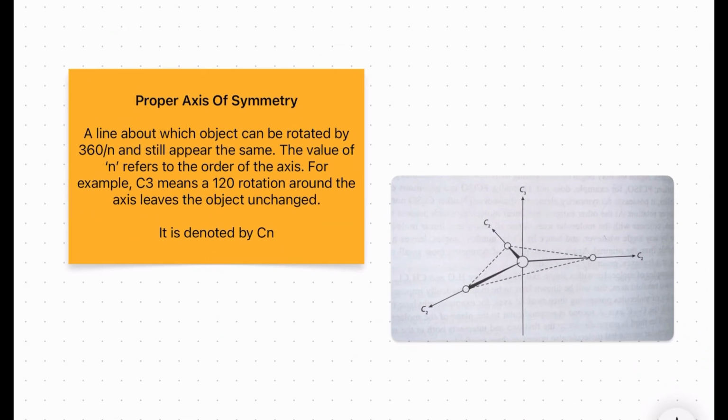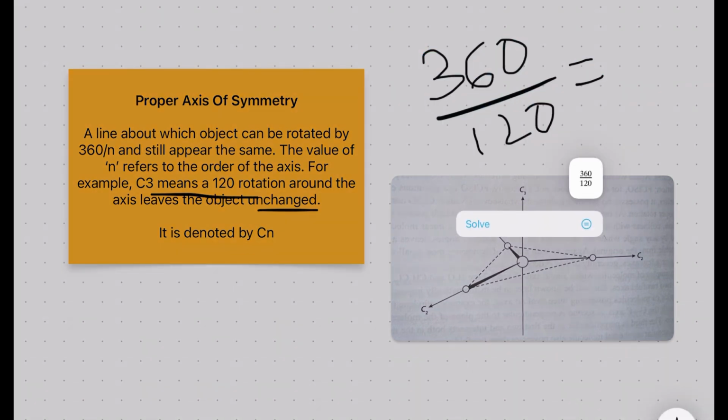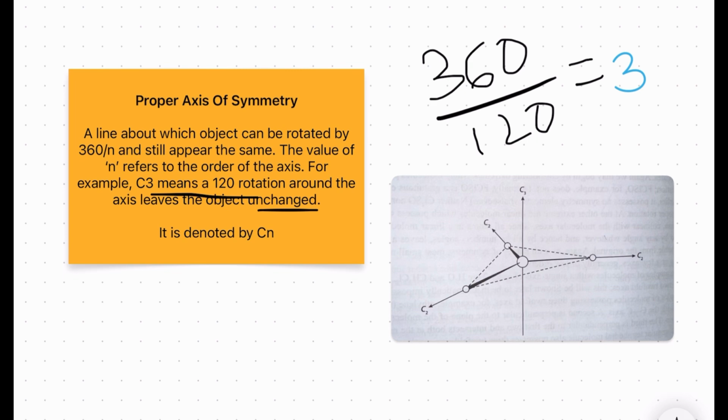Next on, we have proper axis of symmetry. A line about which an object can be rotated by 360 by n and still appear the same. The value of n refers to the order of the axis. For example, C3 means a 120-degree rotation around the axis leaves the object unchanged. So how? Here we have 360. If it is divided by 120, then we get 3. So that means the axis is a C3 axis.